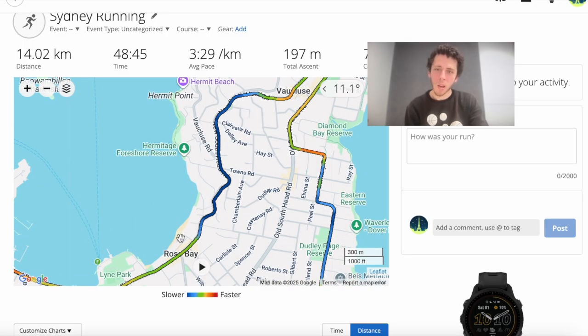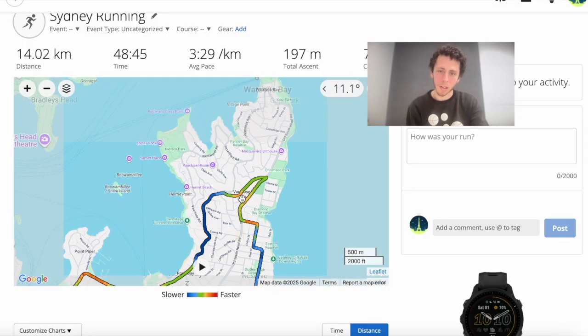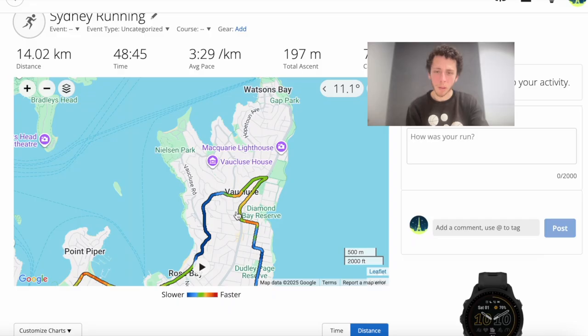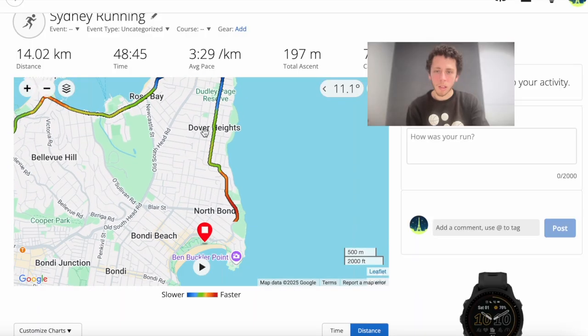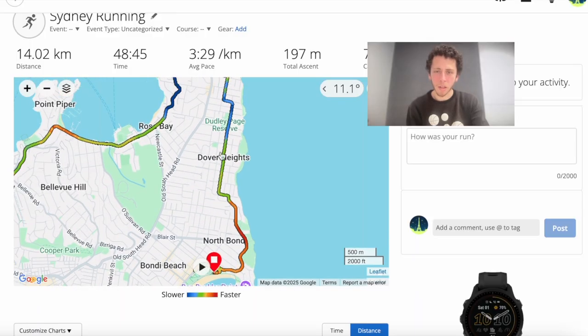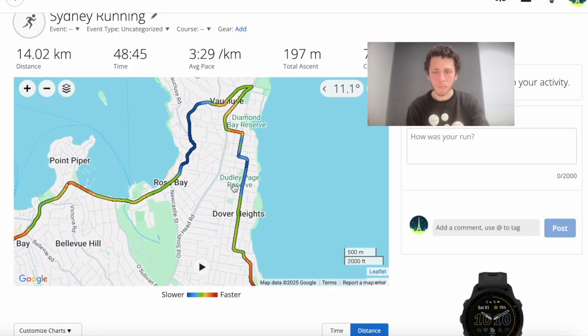And this point here where you can see it's a very, very big dark blue section, which is the start of Heartbreak Hill, and it goes all the way up to close to Watson's Bay, and you can see all the dark blue, which was my 4:16 kilometer here. You can see that it doesn't get much better until out near Dover Heights, where that was probably about where the end of the hill happens.